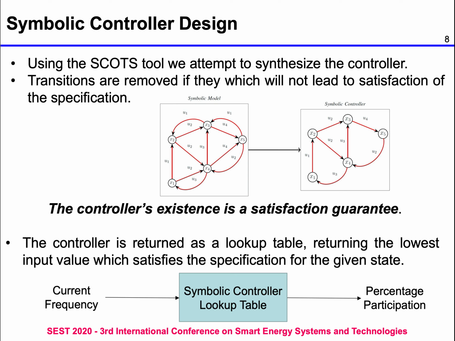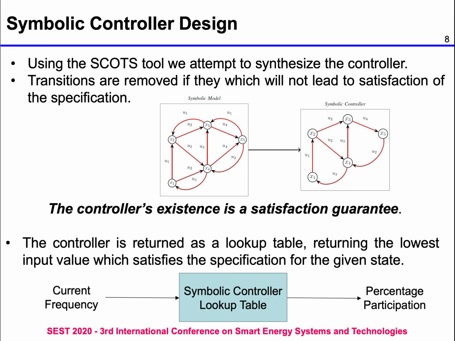SCOTS also has a beneficial use in that the controller is only returned if we are able to guarantee satisfying the specification. Otherwise, it will return no controller. So the existence of the controller is a satisfaction guarantee in itself. The controller takes the form of a lookup table, and it returns the lowest input value which satisfies the specification for the given state.